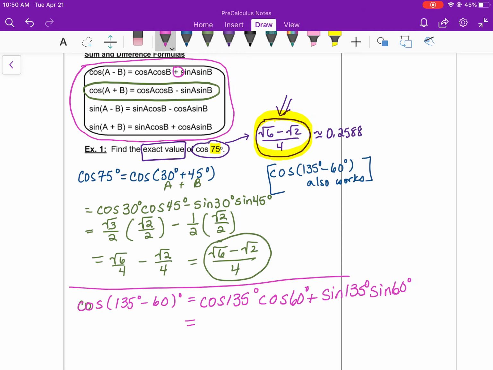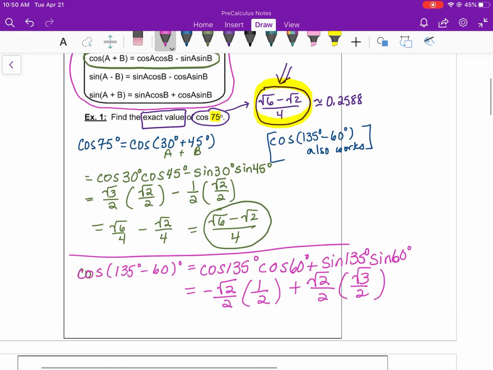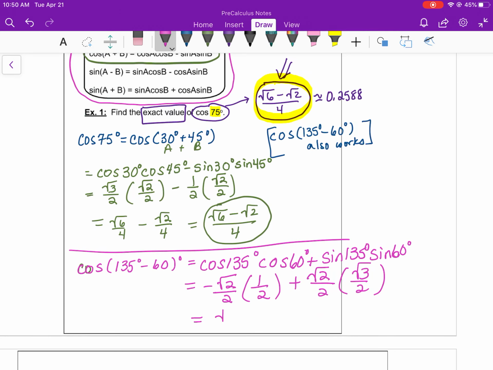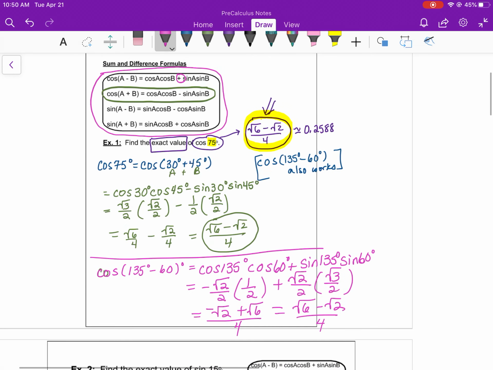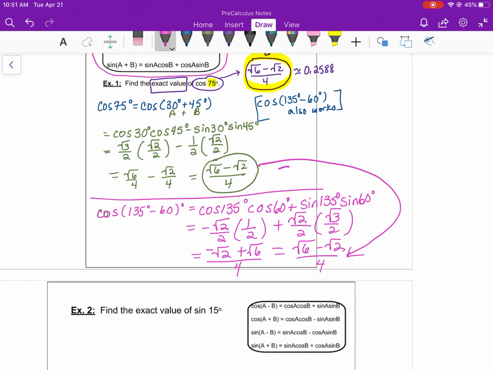So if I go to my unit circle, the cosine of 135 is going to be negative radical 2 over 2. Cosine of 60 is 1/2. Sine of 135 is radical 2 over 2, and the sine of 60 is radical 3 over 2. If I clean that up, I get the same answer. So again, it doesn't matter what pair you use for your angles as long as they add or subtract to be that 75 degrees. So you can see that they're the same.